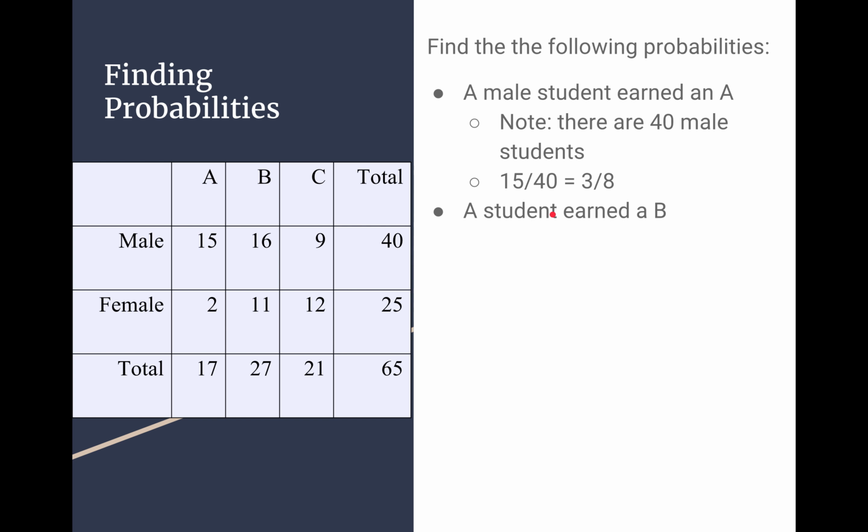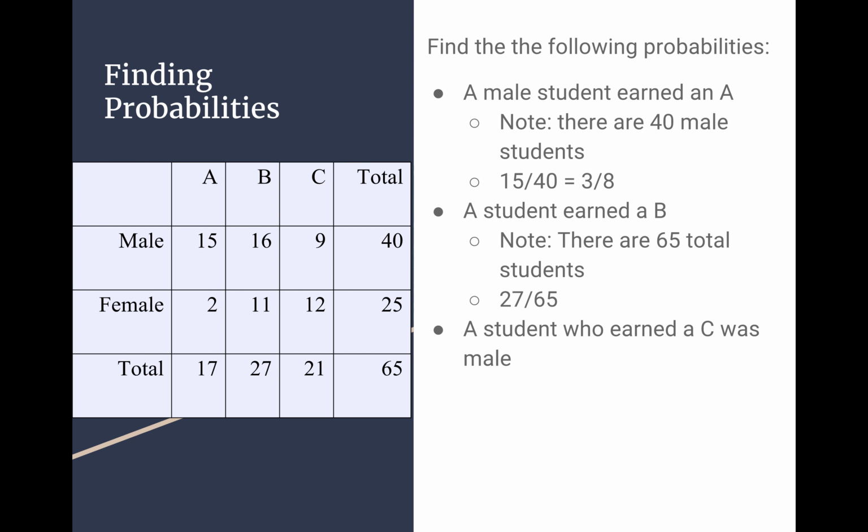A student earned a B. So when we talk about a student, we're talking about the total number of students. So that's 65. And how many of those 65 students earned a B? 27. And we cannot reduce that.